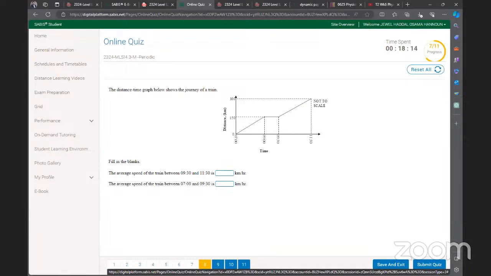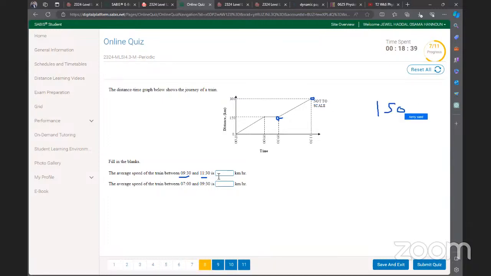Yeah, I remember this question. So anyone have a problem with this question? Do you remember this question? How we got the average speed for each one? Let's make it. From 9:30 to 11:30, the average speed is the slope. 300 minus 150 over 2, so it will be 75.